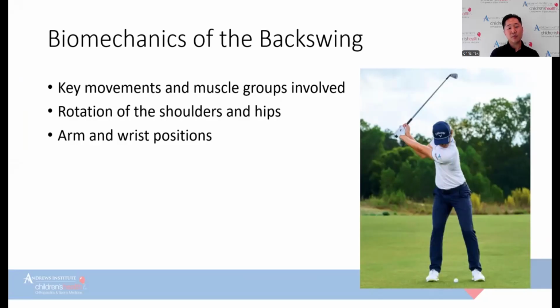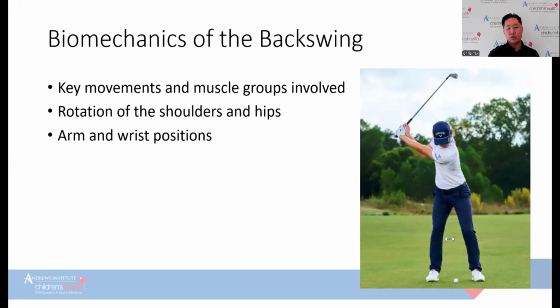So, key movements and the muscle groups that are involved: the shoulders are going to turn on the spine, which is going to be your primary vertical axis. The hips will rotate while maintaining their stability. And then the weight will shift to the back foot. As you can see here, the arm in itself is more on the back side. So the center of mass will essentially shift towards the back foot, creating this giant coil.